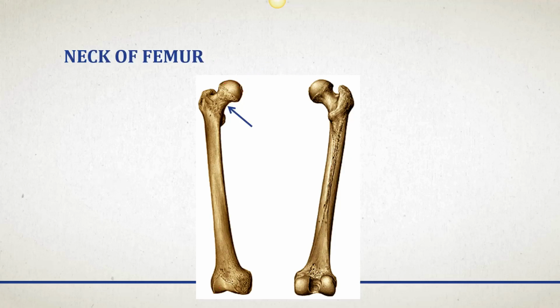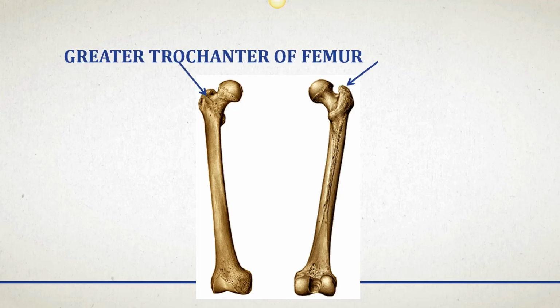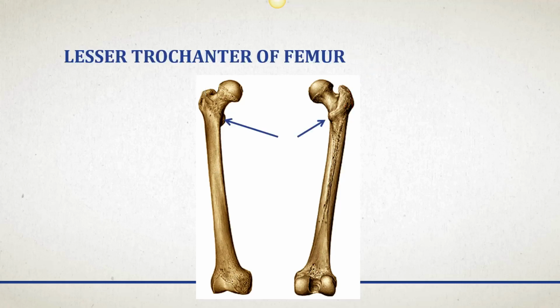So the head is at the top, the neck is right underneath the head. The greater trochanter is best seen from the back side. It's this large bump. And the lesser trochanter is the smaller bump. The greater trochanter and lesser trochanter are going to help really anchor that femur into your pelvis.